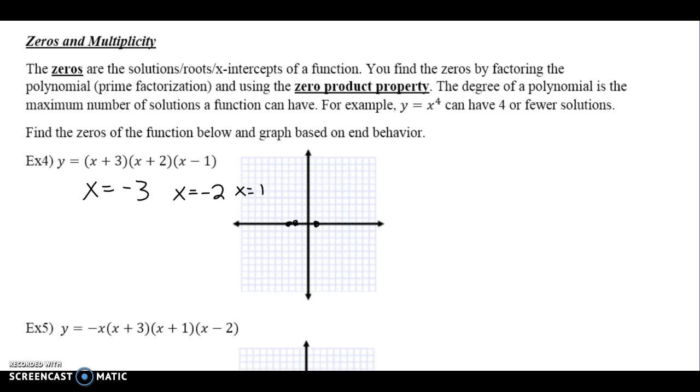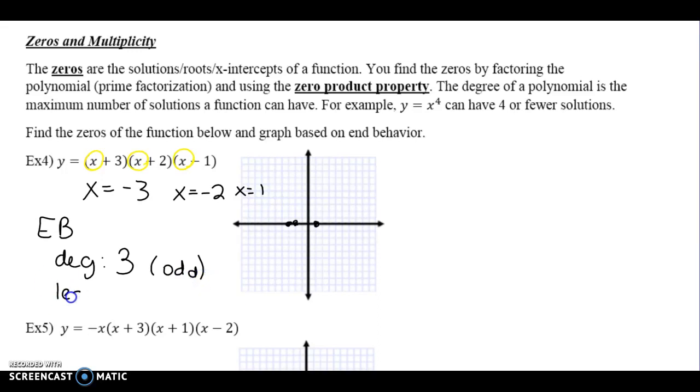So for our end behavior, what's the degree of the function? We're not used to seeing it in this form, right? We're used to seeing it in standard form where we can just look at the biggest exponent and call that the degree. But when it's factored, it's a little easier for some. We just have to count how many x's there are. So the degree of our function is 3, which is odd.